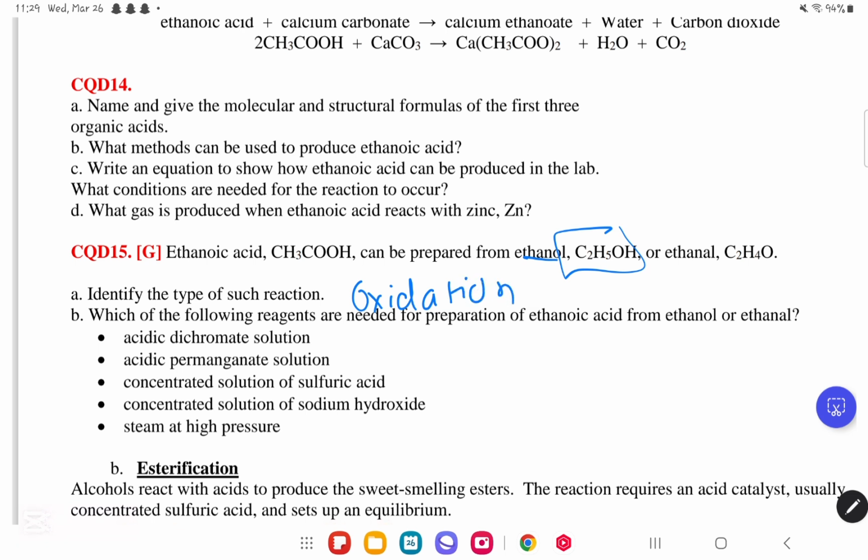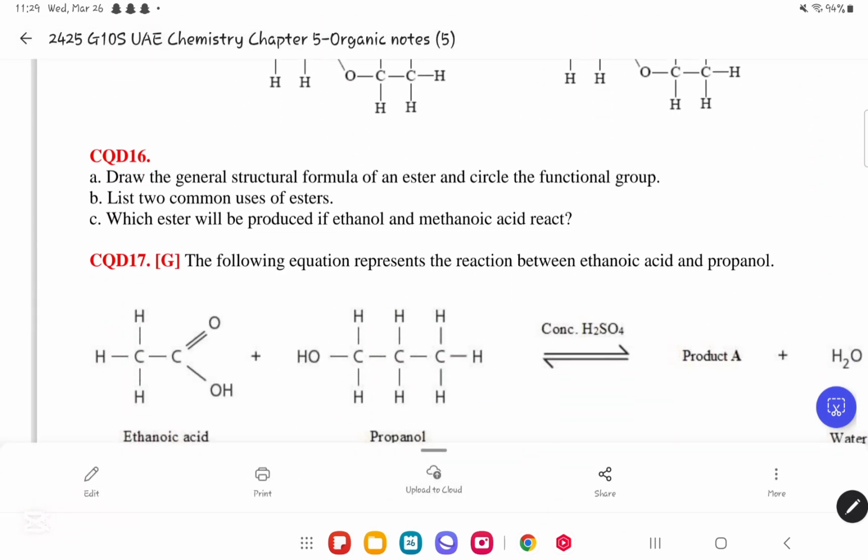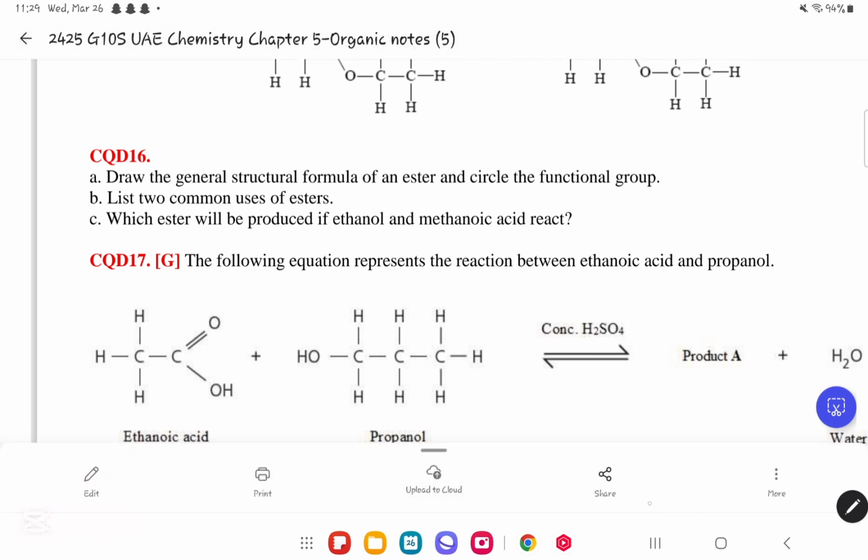Now, which of the following reagents are needed for preparation of ethanoic acid from ethanol or ethanal? For both of them, you will need acidic dichromate solution and acidic permanganate solution. That's pretty much it for CQD number 15. Let us see, we have then CQD number 16. In CQD number 16, they told us to draw the general structural formula of an ester and circle the functional group.